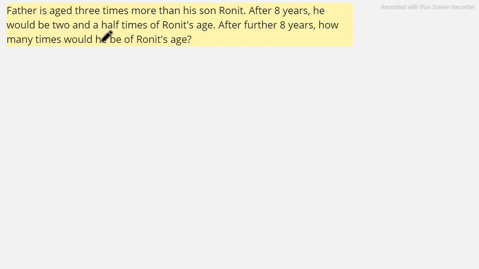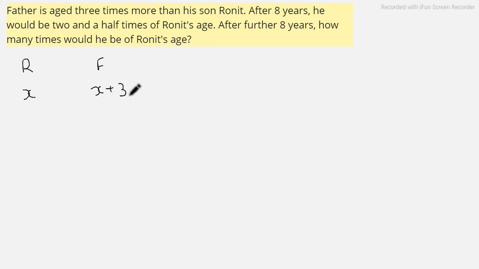father is aged 3 times more than his son Ronit. After 8 years, he would be 2.5 times Ronit's age. After a further 8 years, how many times would he be of Ronit's age? So here what you see is that one is Ronit and the other is father. Father is aged 3 times more than Ronit. So for example, Ronit is x here. So here father will be x plus 3x.